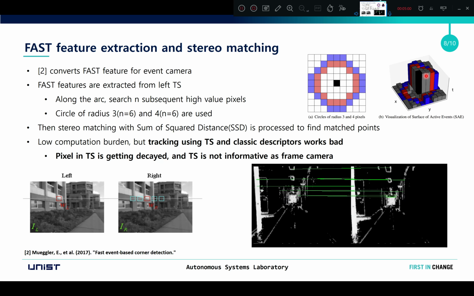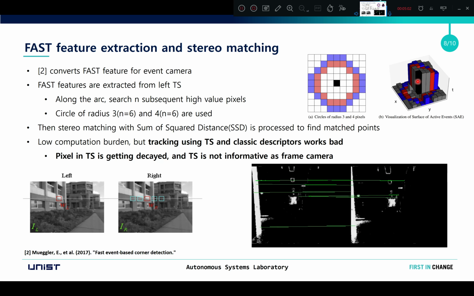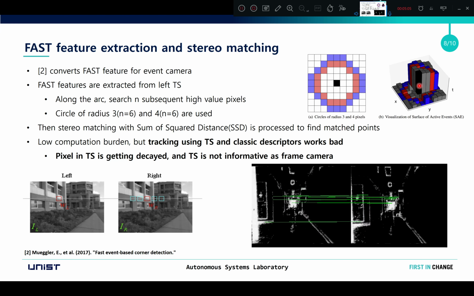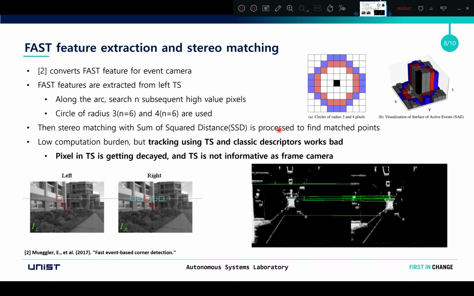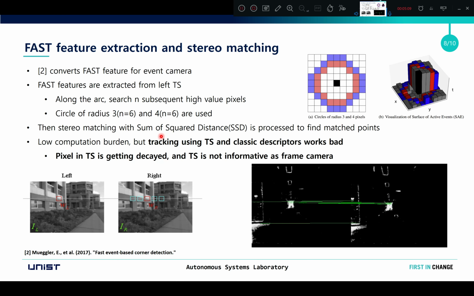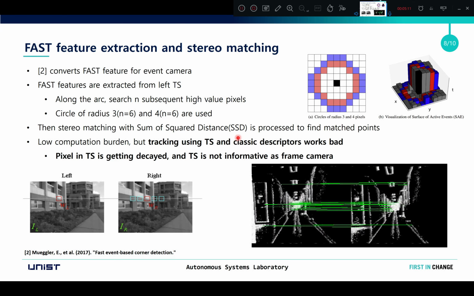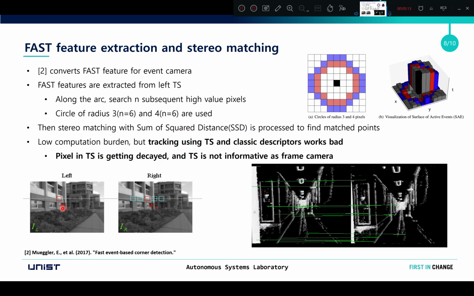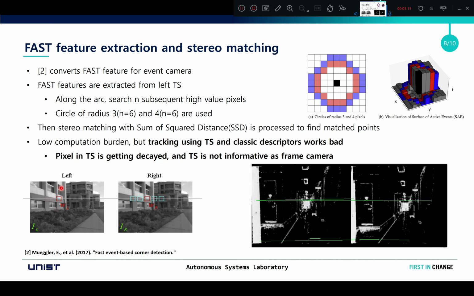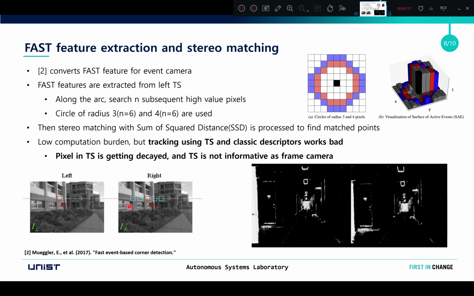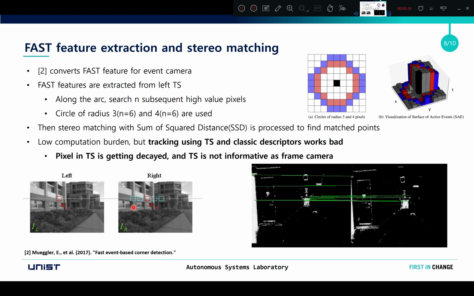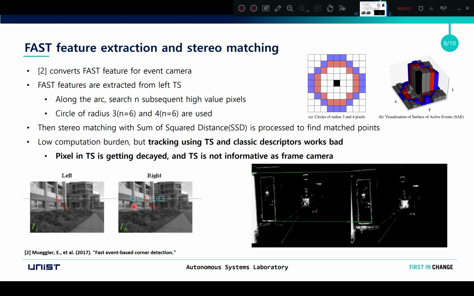When they happen together, the center of the circle, which is the black pixel, is considered the best feature. Then I used sum of squared distance matching: when I found the feature, I can define a patch, then calculate the sum of squared distance, and the patch with the smallest value is the matched point. So this one has a low computation burden.